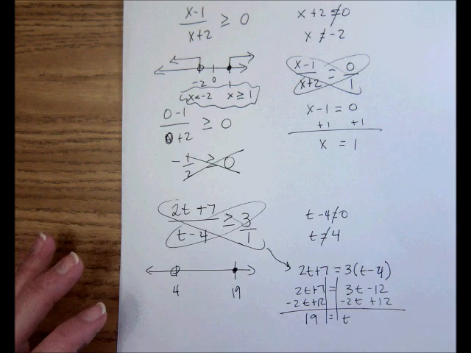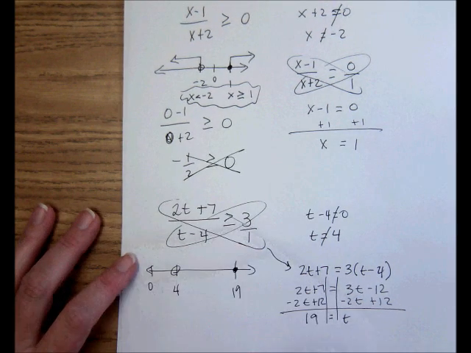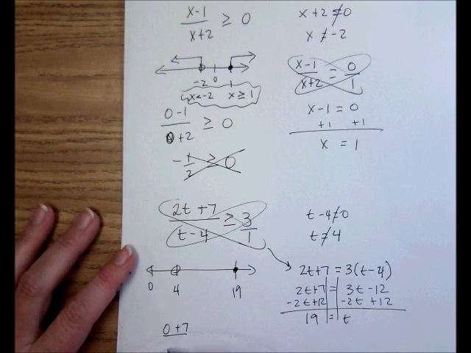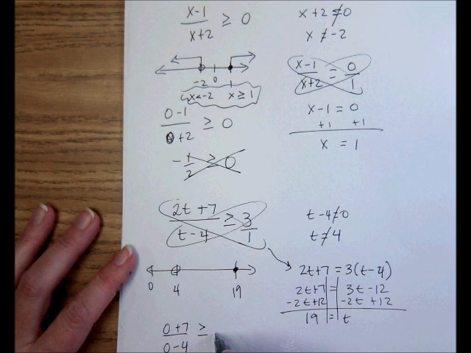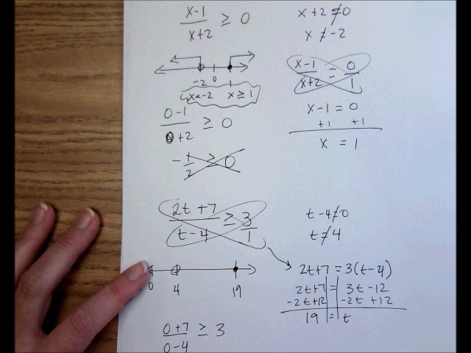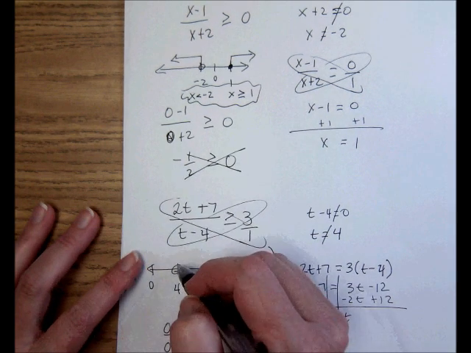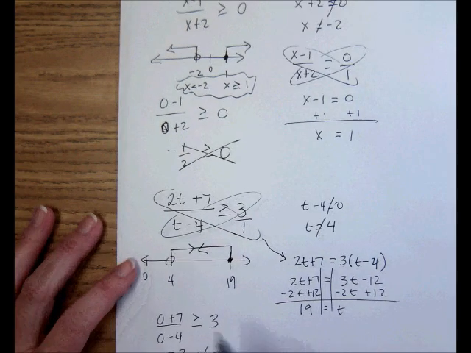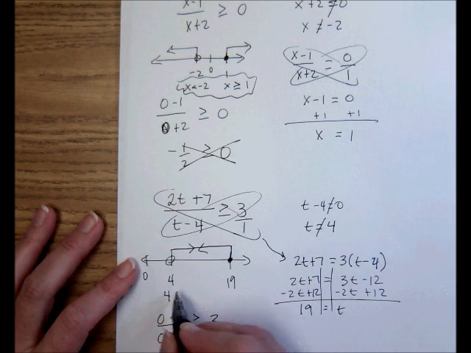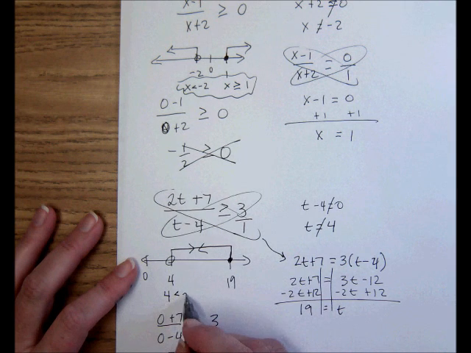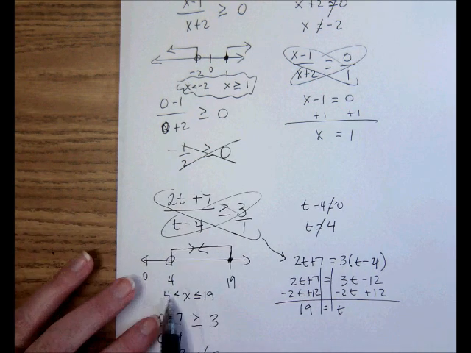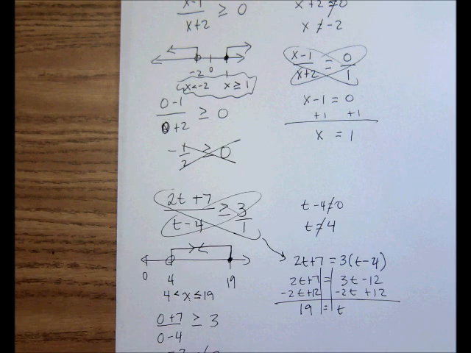And now I'm going to have to pick a number, and I'm going to pick 0 again and see if 0 is going to be part of my solution. So it's going to be 0 plus 7 over 0 minus 4, and that has to be greater than or equal to 3. And I know that -7/4 is not greater than or equal to 3. So it's going to be the middle part is the solution. And how I write this is 4 is going to be less than t, and it's going to be less than or equal to 19.